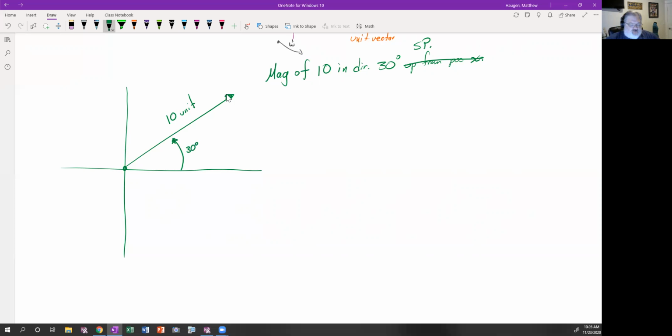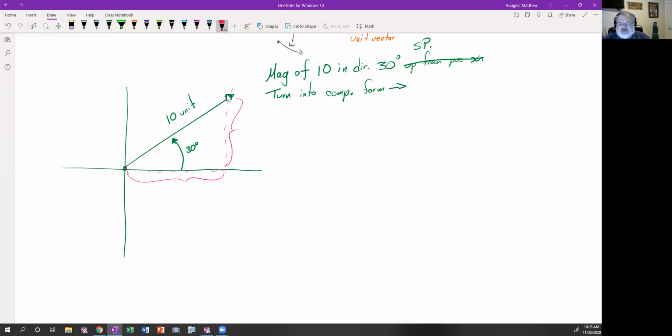If we wanted to turn this vector from being told how long it is and what direction it's going into component form, and that's our ij form, which is a type of component form, we'd need to figure out how many i's is it and how many j's is it? That means we'd have to know how long is it in the x and how long is it in the y.